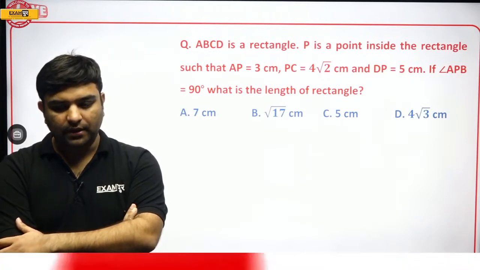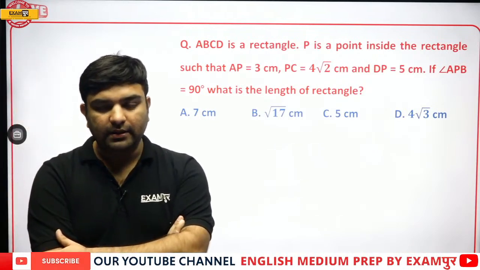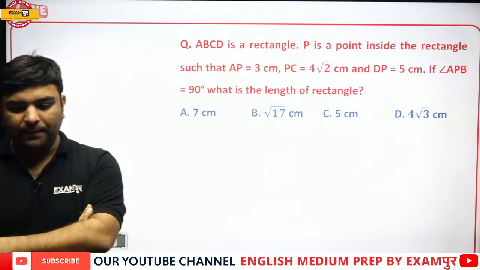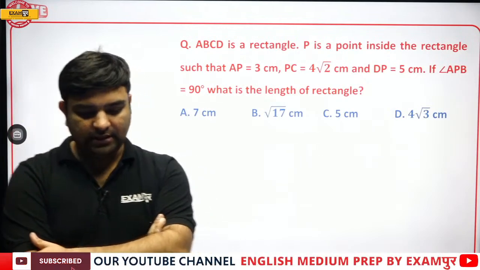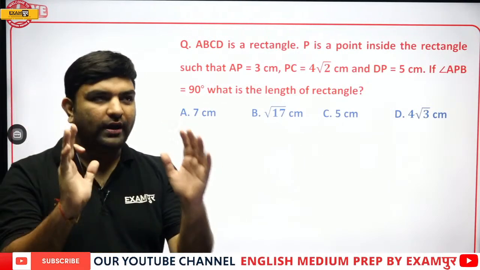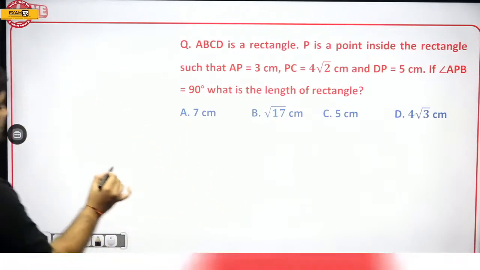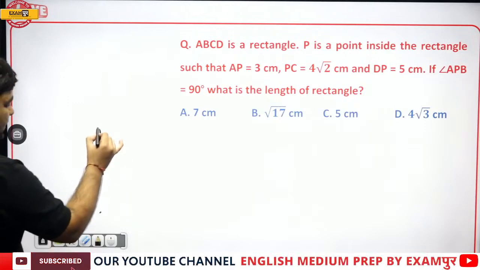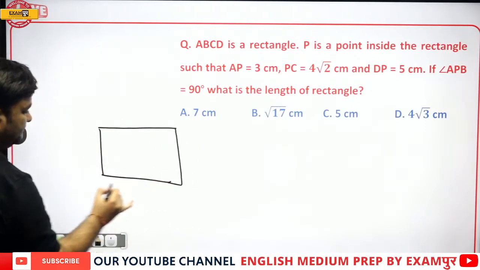ABCD is a rectangle. P is a point inside the rectangle. AP, PC, DP and angle APB are known. What is the length of the rectangle? Draw the figure systematically, guys, step by step. ABCD is a rectangle.